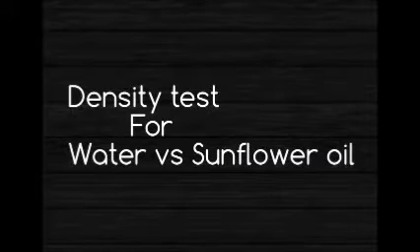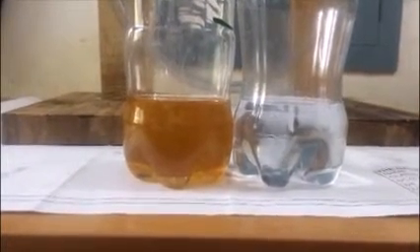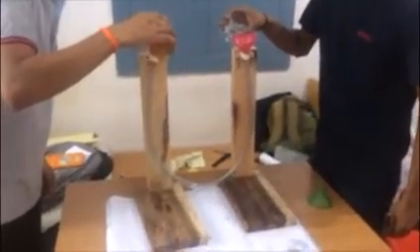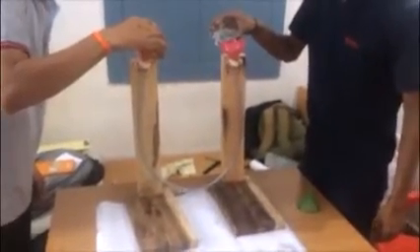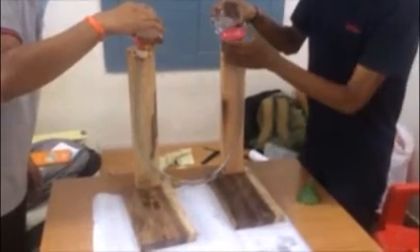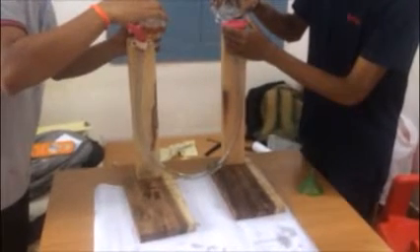Now we go ahead with the density test for water and sunflower oil. This test is again the same, just we replace the petrol with sunflower oil. So we take the sunflower oil and water. The water is mixed with ink so that it's more visible. So again, both the liquids are being poured into the manometer very slowly and at equal intervals. This takes a while.